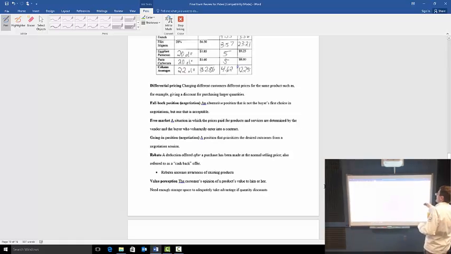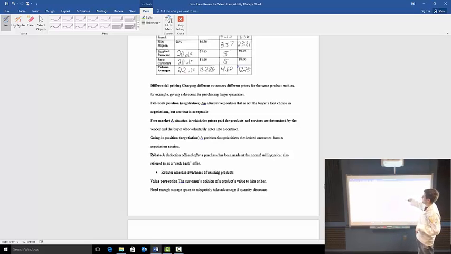So then we get into something a little controversial. I know we had some fun debates about this in class, this idea of differential pricing, charging different customers different prices for the same product. So an example of this is giving a discount for purchasing larger quantities. This is known as a quantity discount. Some of you thought that this was an unfair practice. I'm not saying I agree or disagree with you, but this is industry standard. Vendors do differential pricing all the time for a variety of reasons. You can have customer status discounts, quantity discounts, promotional discounts. These are all differential pricing strategies.